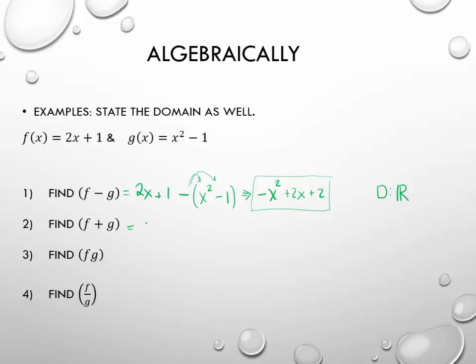Next one. Let's add them together. Super simple here. This one we don't have to put parentheses because I'm not distributing, and we end up getting x squared plus 2x. That's it, because my 1's cancel out. The domain. Oh, the domain. Pretty tricky here. How about Becca?